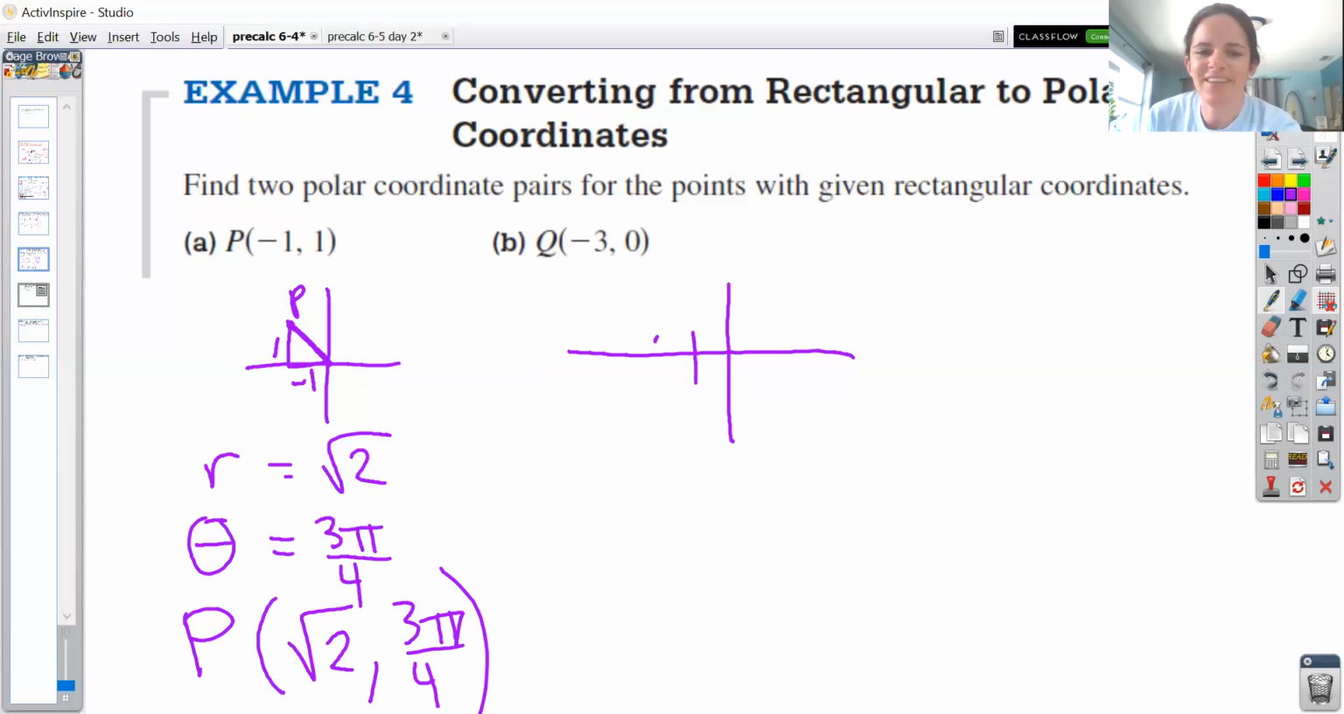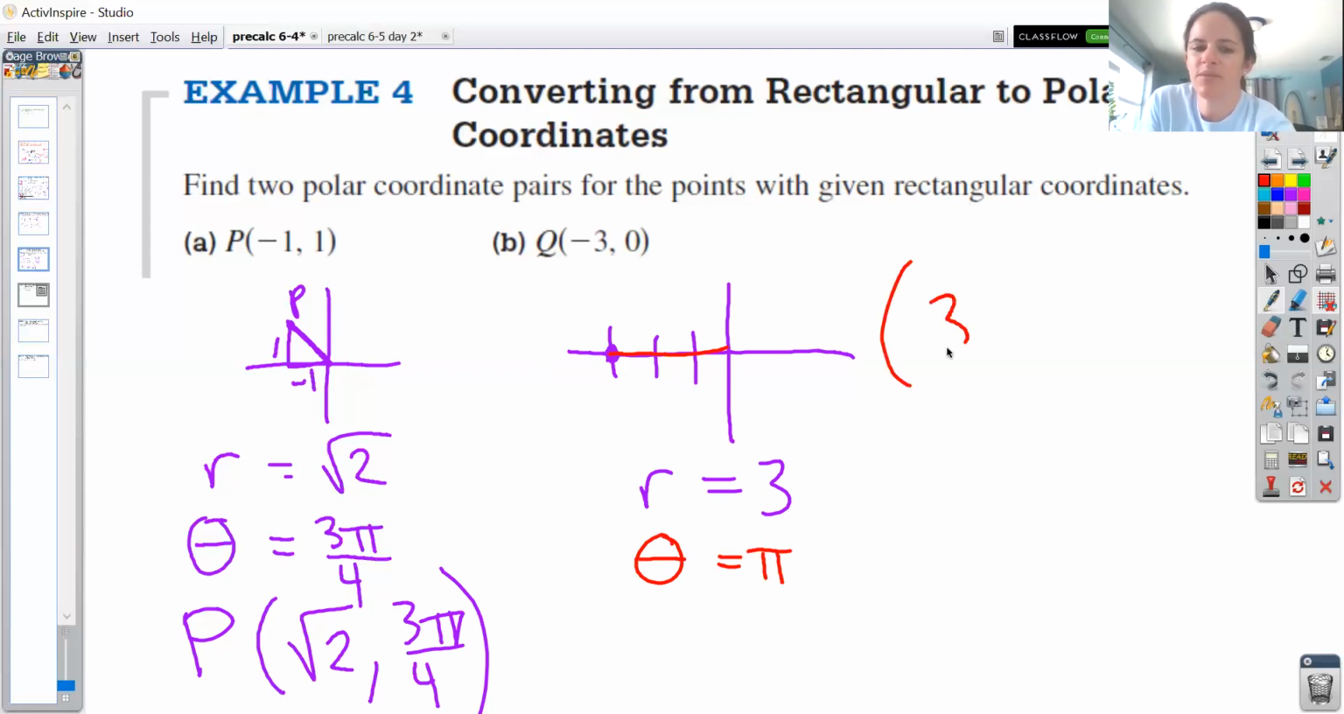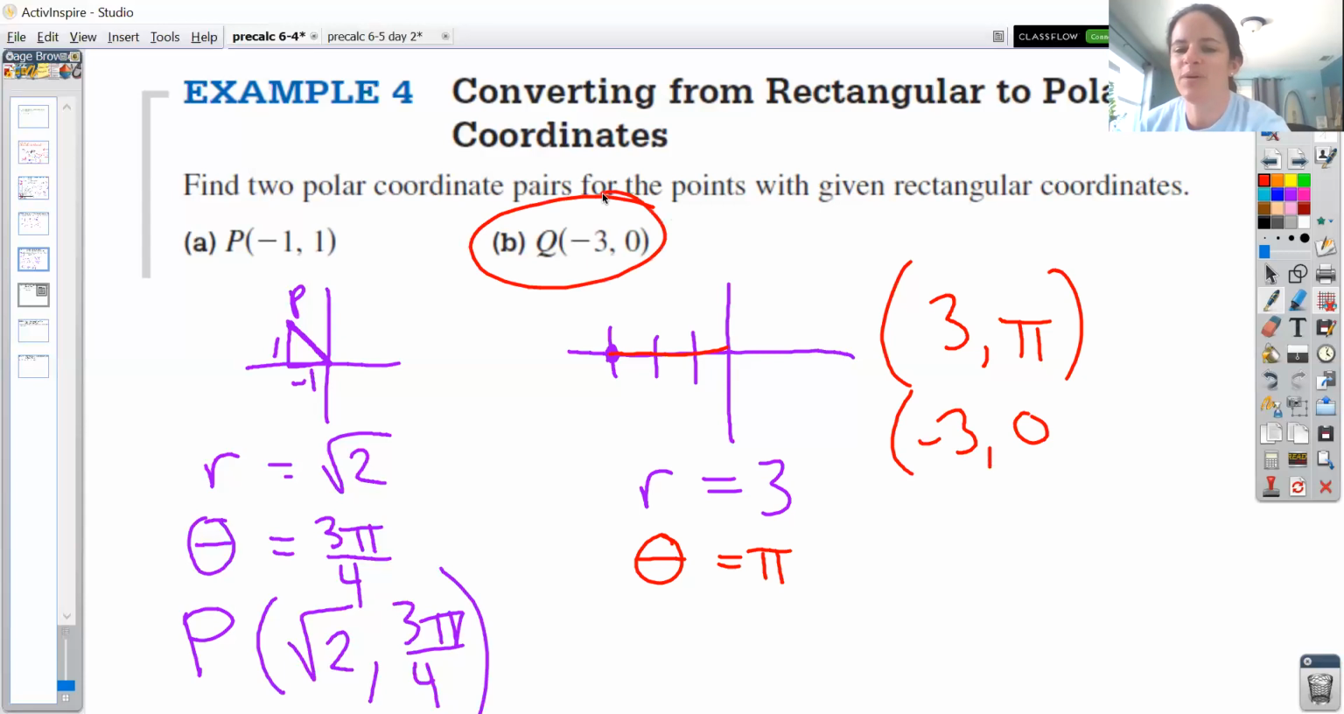Okay, so here's -3, 0. So in this case, the radius, which is the distance from the pole, is 3 because you're simply 3 units from the pole. And the angle there would be pi. And so these would just be the coordinates 3, pi. You also could say that this was -3, 0, which is really interesting because that's actually the same as what point Q says in rectangular form.